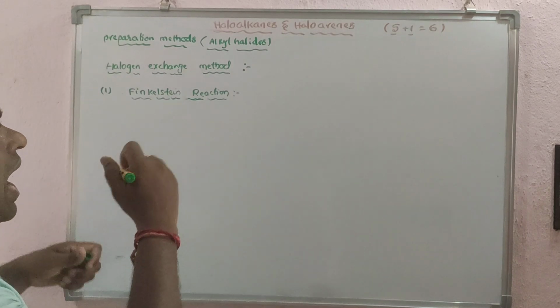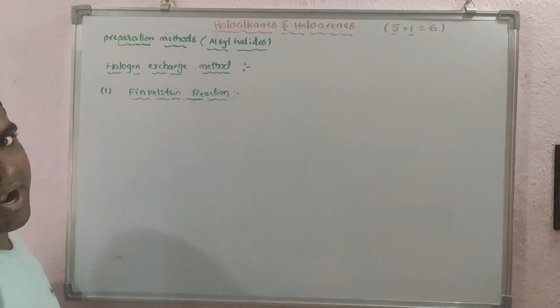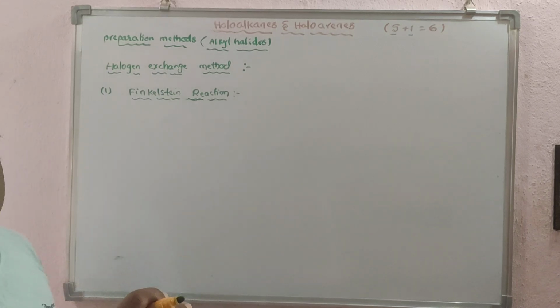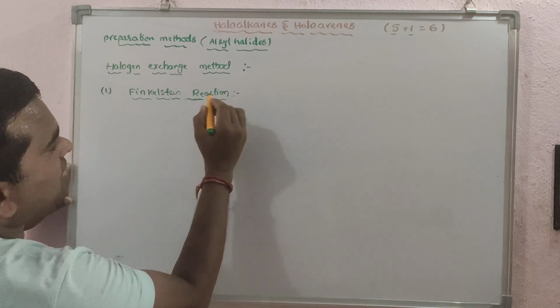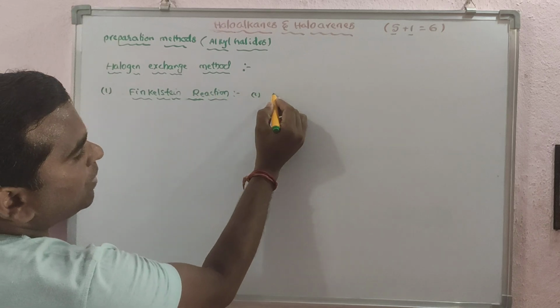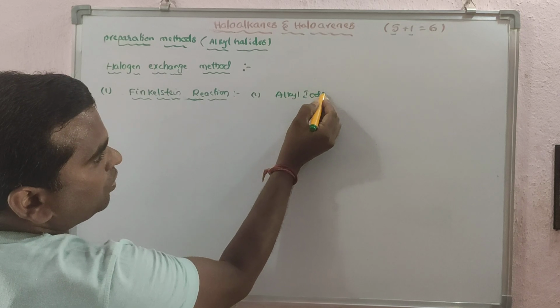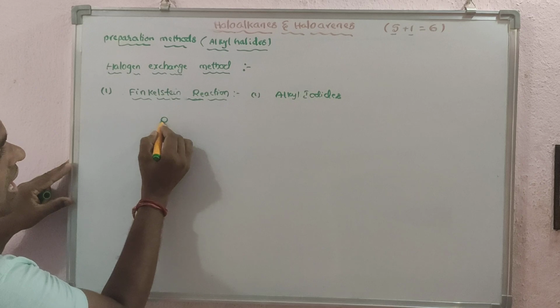In this one, alkyl halides, mainly chlorides and bromides, are treated with sodium iodide in acetone solvent. Acetone solvent. You see, simply I will write, by using this method, which one we will prepare? We will prepare alkyl iodides. Clear? What is the reaction?